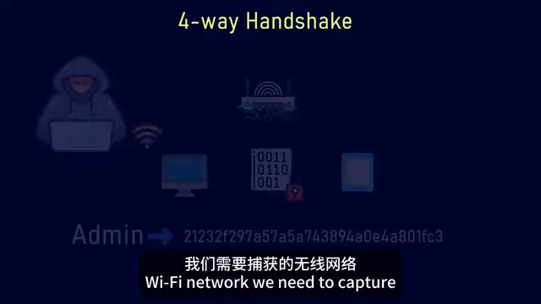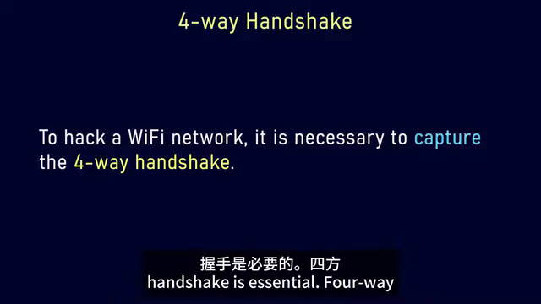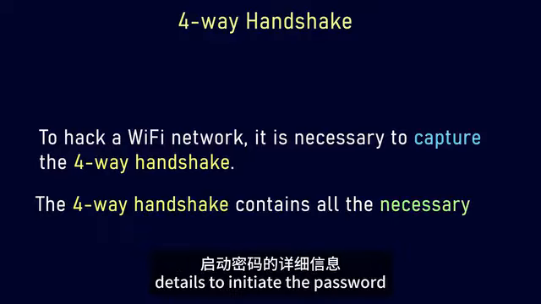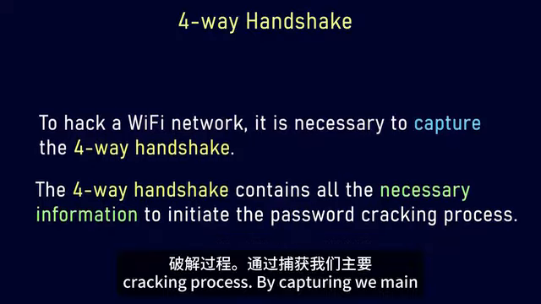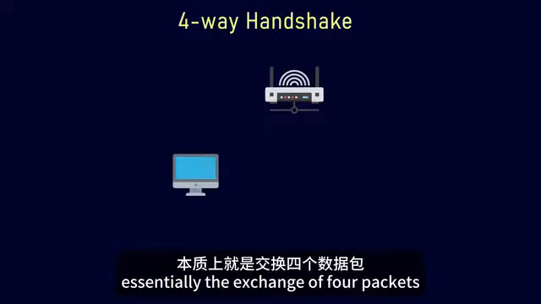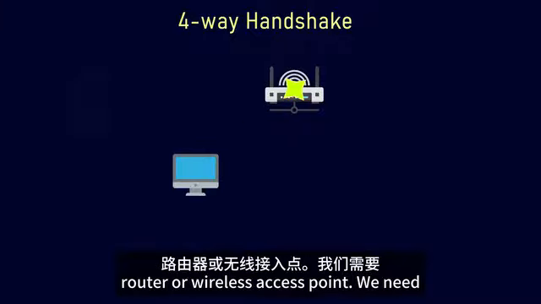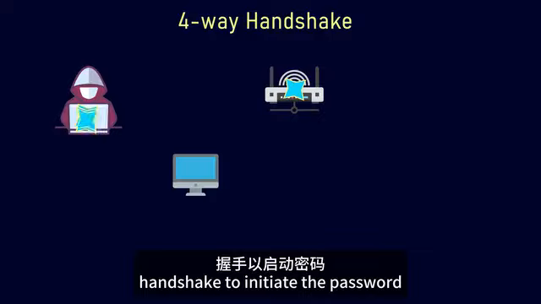Now, to hack a Wi-Fi network, we need to capture the four-way handshake. Capturing the four-way handshake is essential. The four-way handshake contains all the necessary details to initiate the password cracking process. By capturing, we mean intercepting a successful four-way handshake. The four-way handshake is essentially the exchange of four packets between a client device and a wireless router or wireless access point. We need to intercept four packets of the four-way handshake to initiate the password cracking.